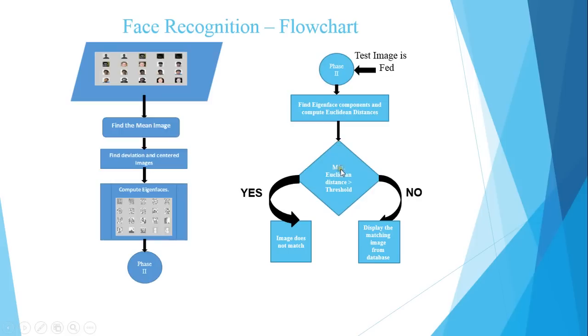Then the minimum Euclidean distance among all of them is found, and if this value is greater than a particular threshold, we declare that the image does not match any of the data present in the database. If the minimum Euclidean distance is lesser than a particular threshold, we display the matching image from the database which has the minimum Euclidean distance.